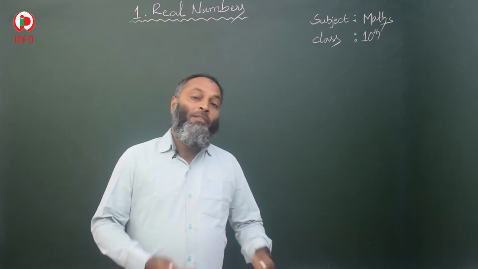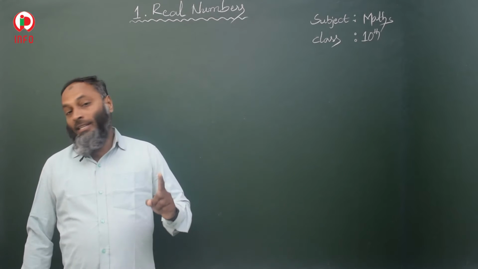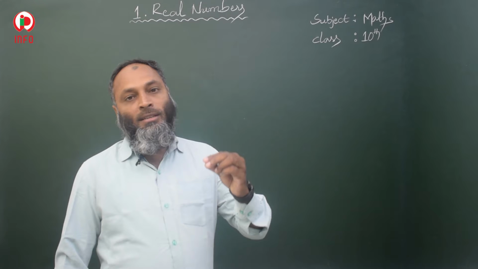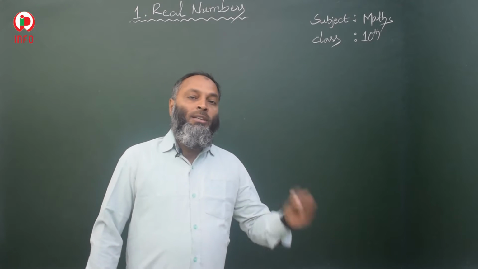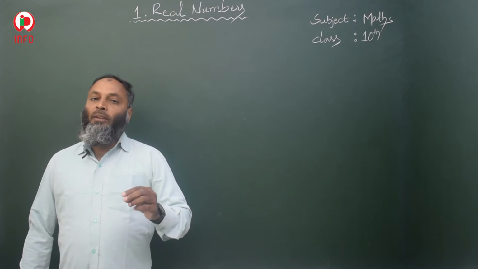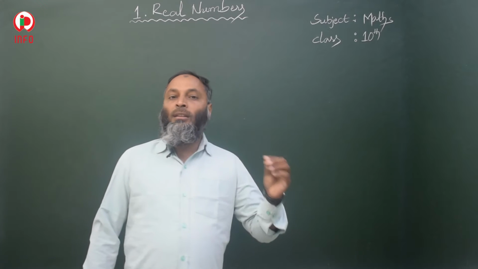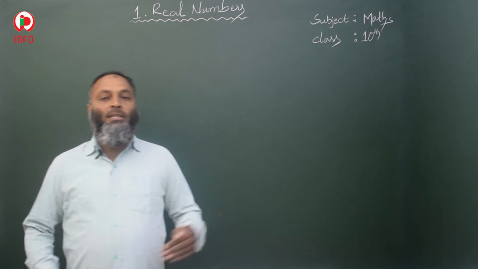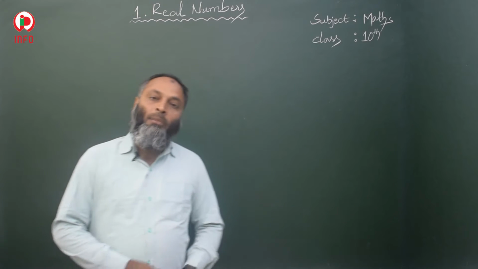And then after that, we discussed rational numbers, and also irrational numbers. What are the rational numbers and what are the irrational numbers? This we learned in previous classes. Again, we recapitulate what number systems we discussed in our previous classes.